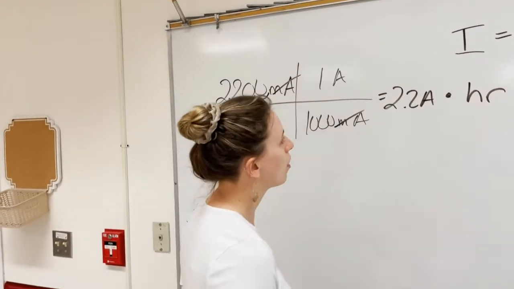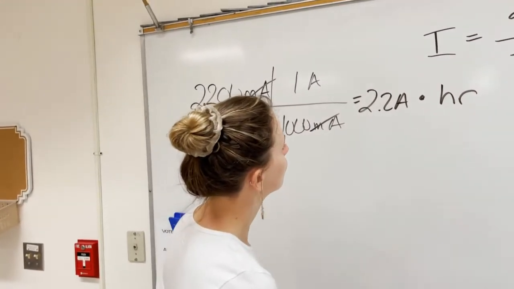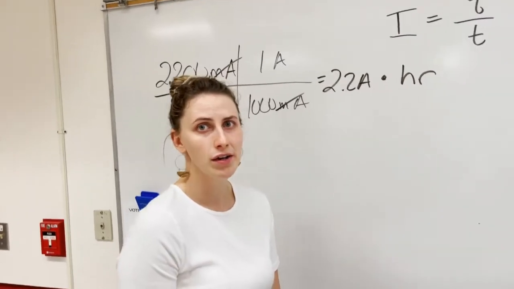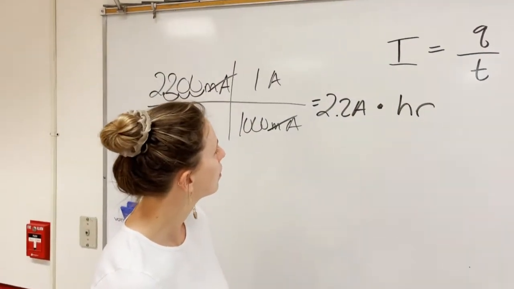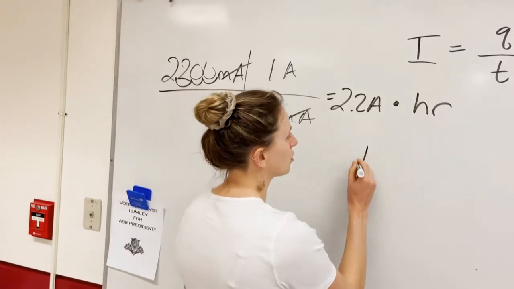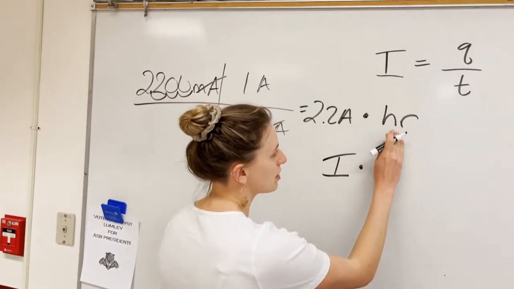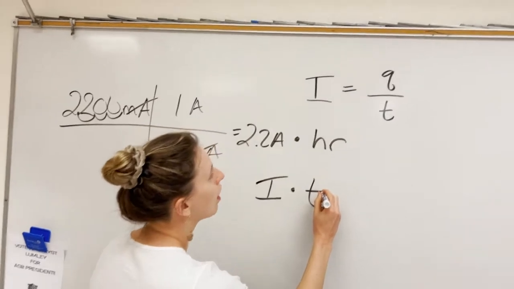Okay, so what is an hour? An hour is time, right? We've got current times time, because amps is current, and hours is time.